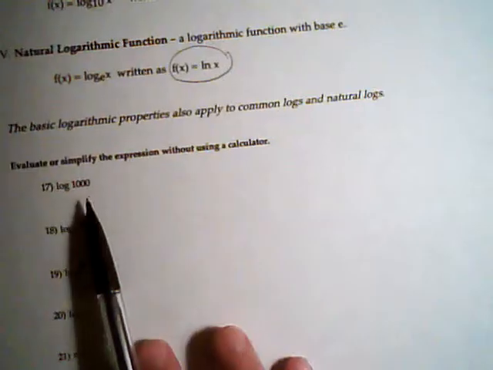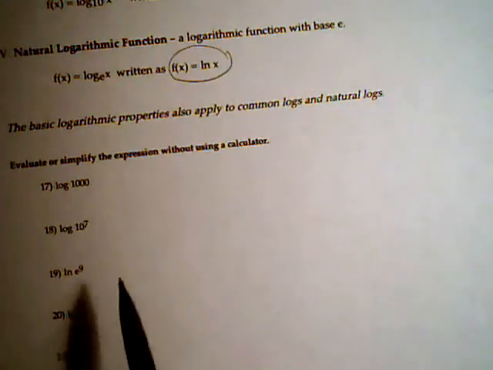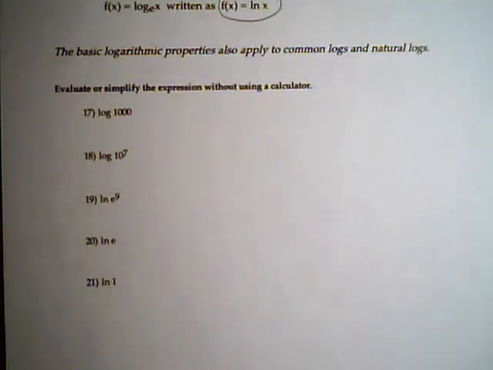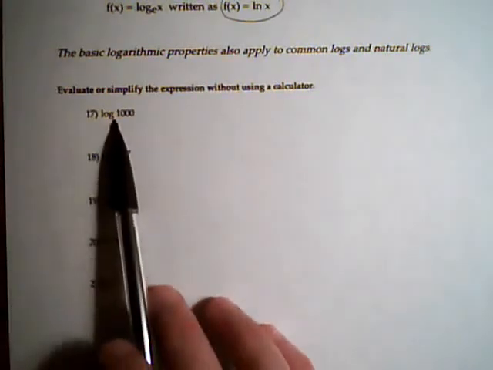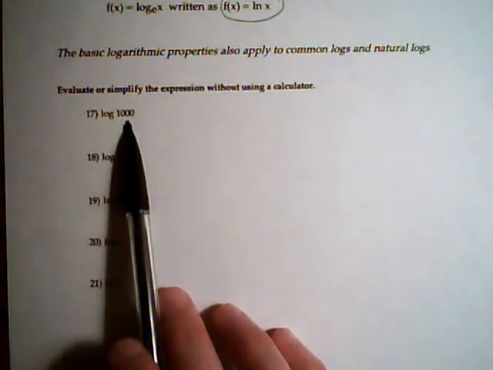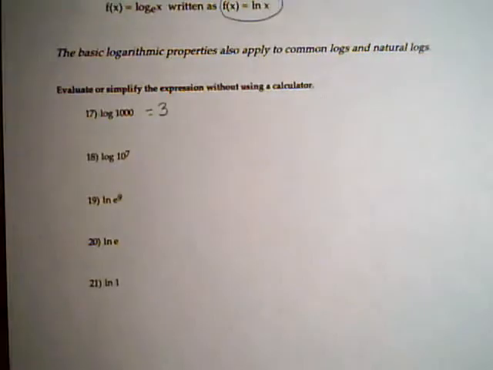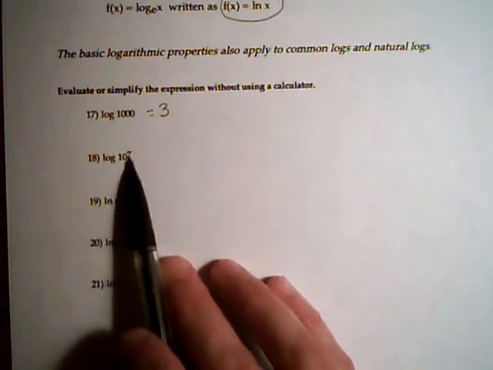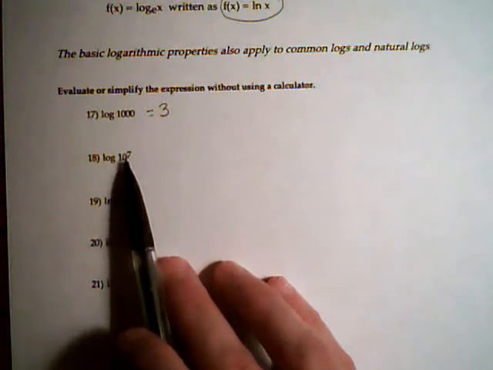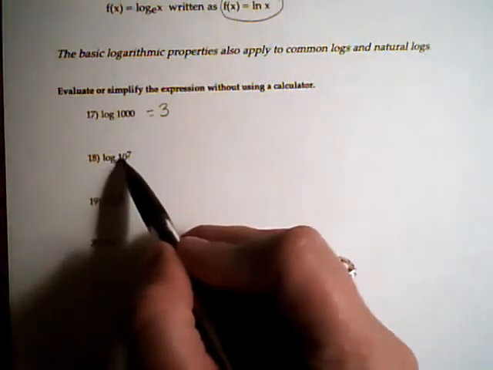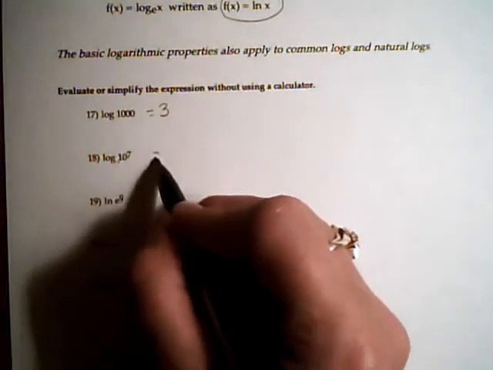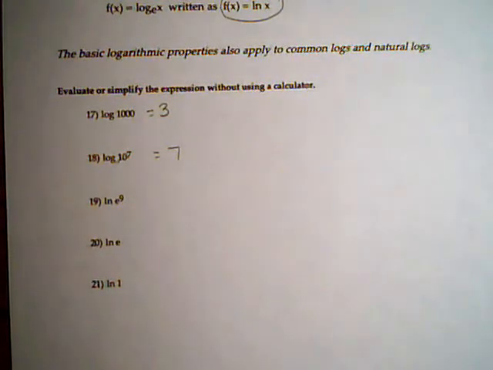So here are some problems that you may see on the homework dealing with these. If it says log of 1000, okay, that means automatically that I have a base of 10. So I'm asking myself, 10 to what power would equal 1000? And so we know that 10 to the third power would equal 1000. So that would equal 3. Okay, log base 10 of 10 to the 7th. Okay, this goes back to where my base is the same as my argument, so that's just going to equal your exponent. That would just be 7.